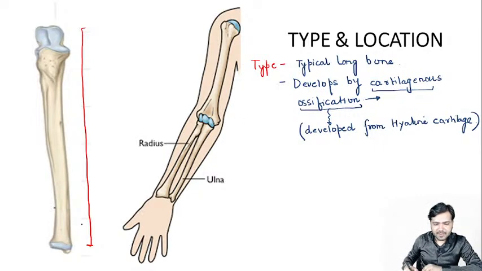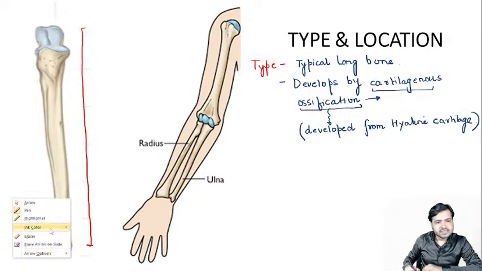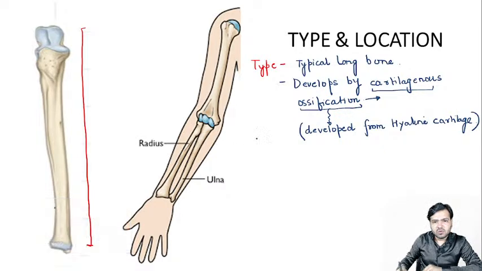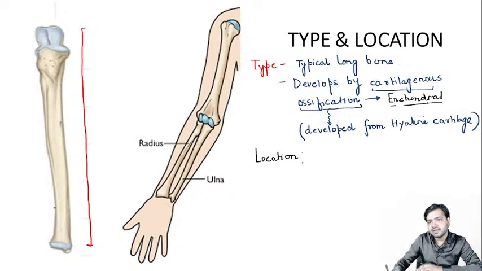Meanwhile, this is about the type. Yes, Arbaz, very good. It is the enchondral ossification. From inside the cartilage, this bone is getting developed. It is enchondral ossification, guys. Very good, Prakshit.